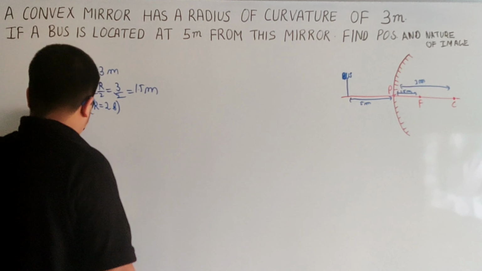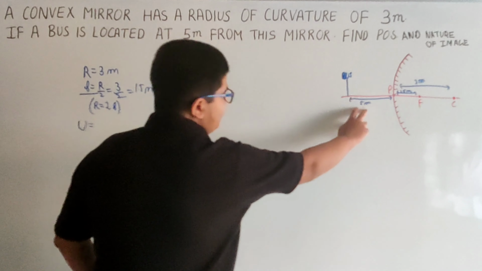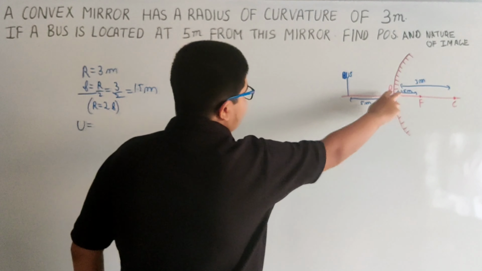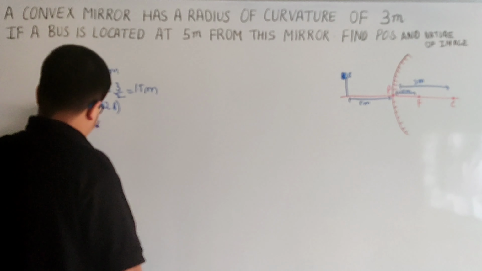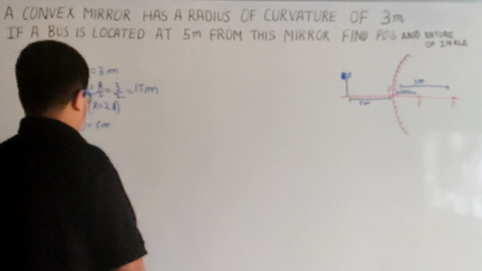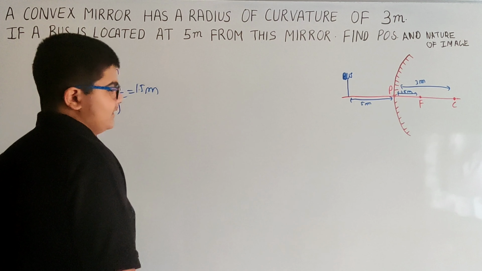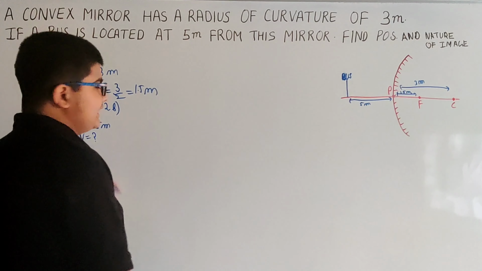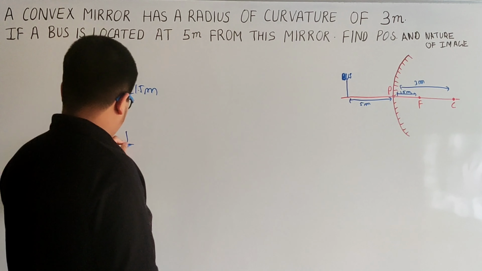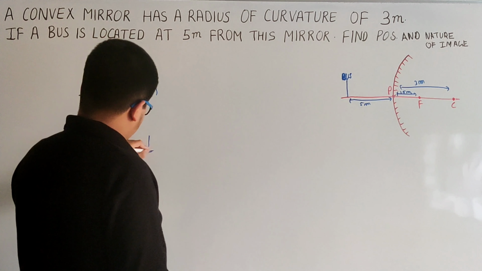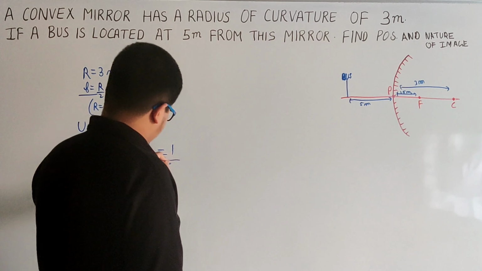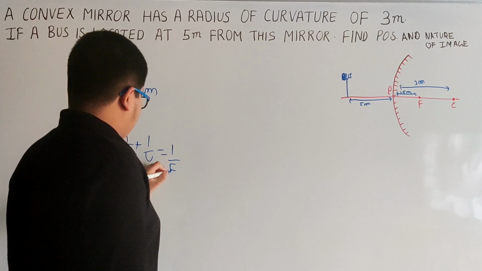The distance of the object from the pole will be 5 meter, as the bus is placed 5 meter from the pole. So this u becomes 5 meter, and we have to find the image distance. So we have to find the v. Now we just have to apply the mirror formula, that is 1 upon v plus 1 upon u is equal to 1 upon f, and put the values.